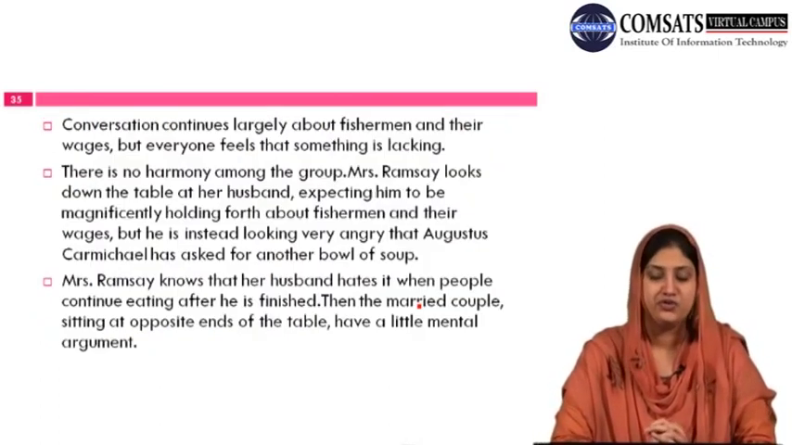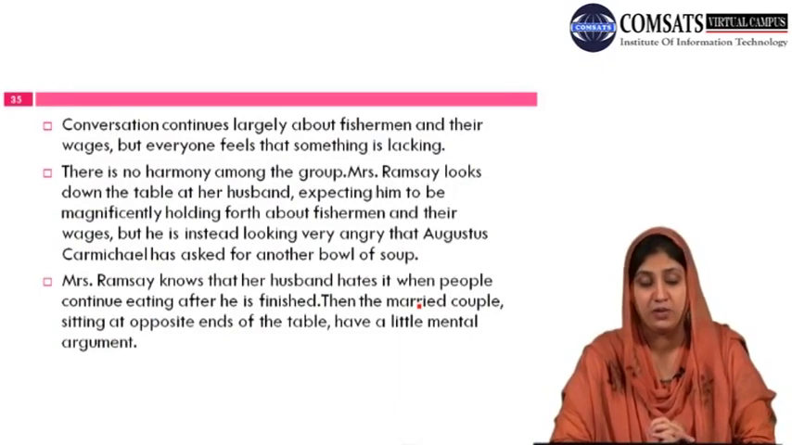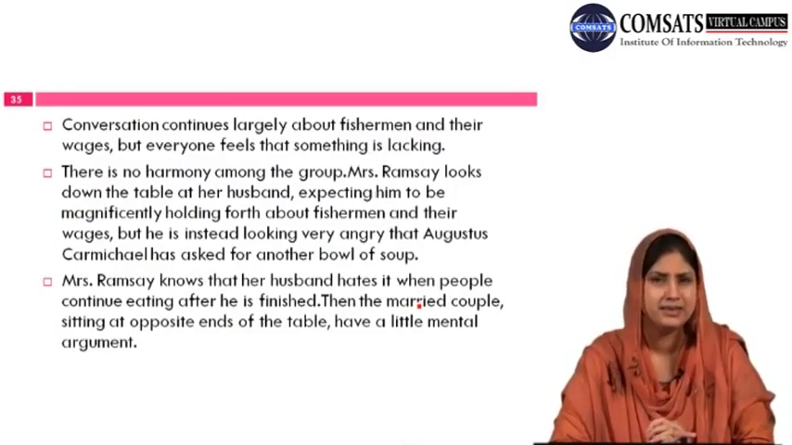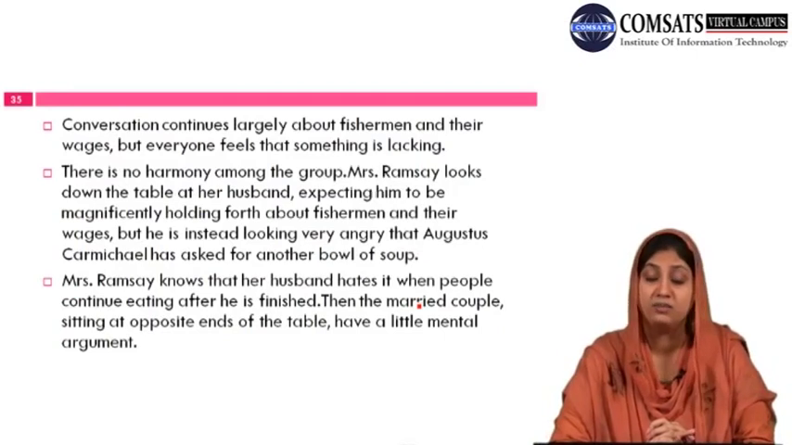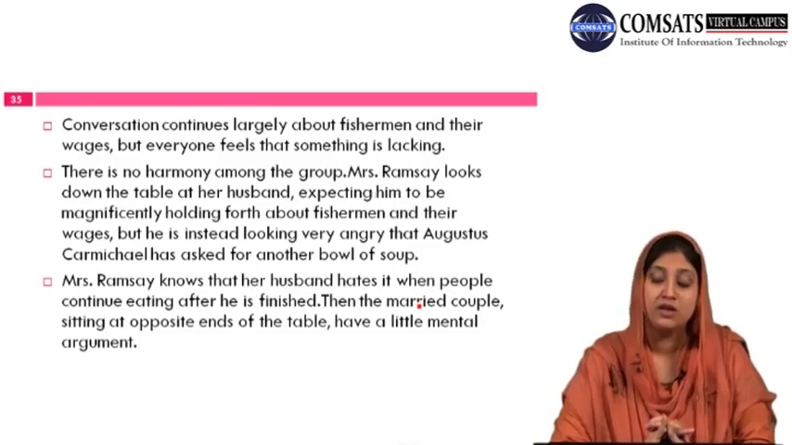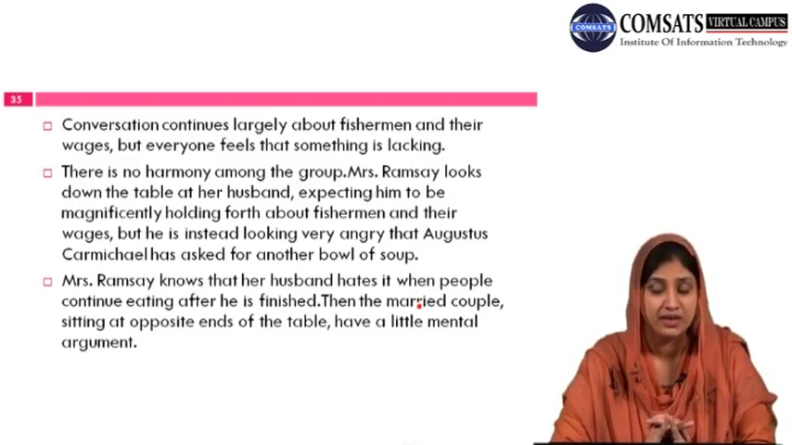So, conversation continues largely about fishermen and their wages, but everyone feels that something is lacking. There is no harmony among the group. Mrs. Ramsay looks down the table at her husband, expecting him to be magnificently holding forth about fishermen and their wages. But he is instead looking very angry that Augustus Carmichael has asked for another bowl of soup. Mrs. Ramsay knows that her husband hates it when people continue eating after he's finished.